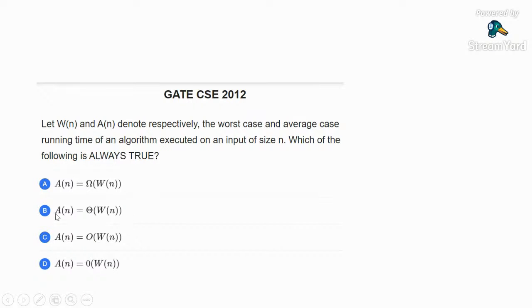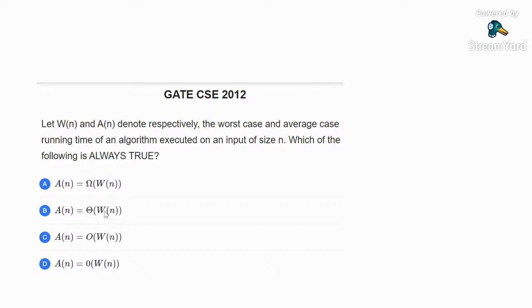Consider the second option: A of n is equal to theta of W of n. It is also not possible, because theta is used for providing the exact bound. It might be possible that the average case running time is order of n square and the worst case is order of n to the power 3. In that case, this is also possible. So we cannot say that it is always theta. If we say it is theta, it means that the growth of A and W will be exactly the same.